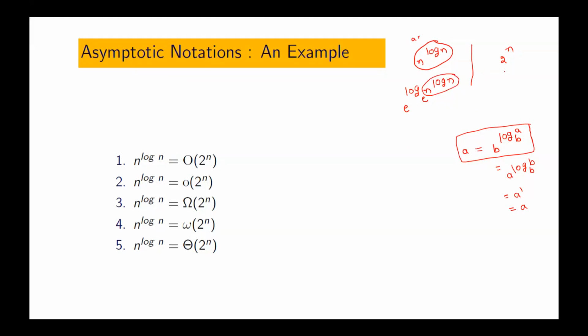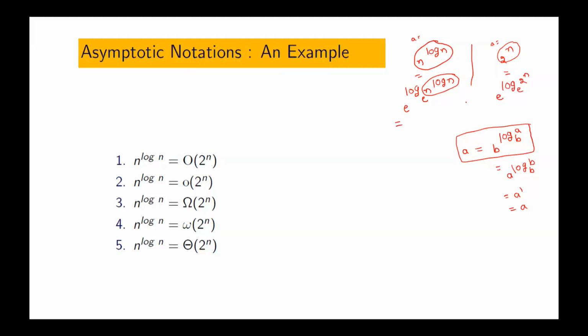Similarly, what about 2 power n? It can be written as, if I consider this entire thing as a, it can be written as e power log 2 power n base e. Is that okay? Now, what is this value?